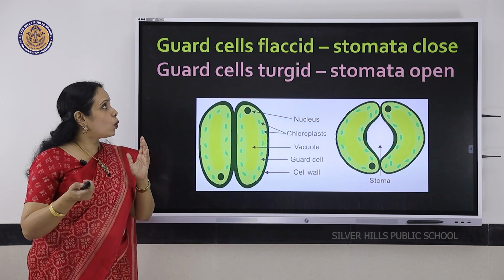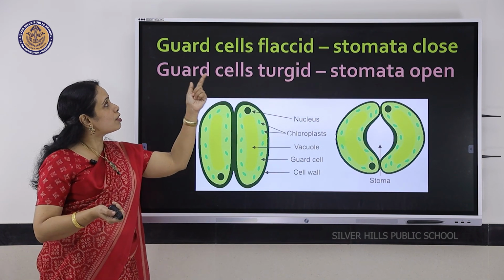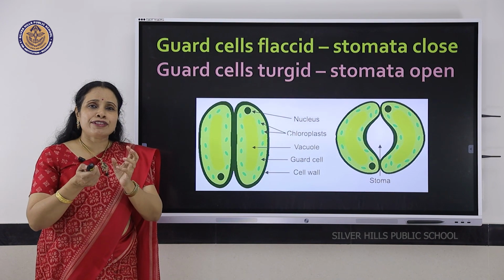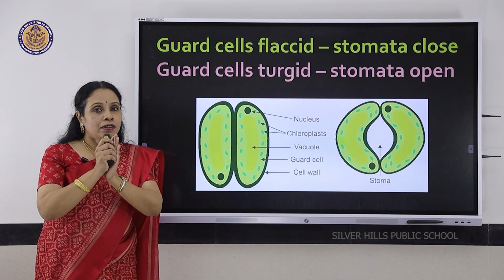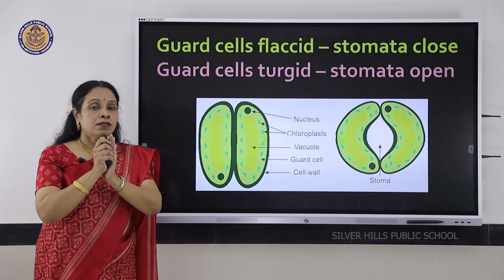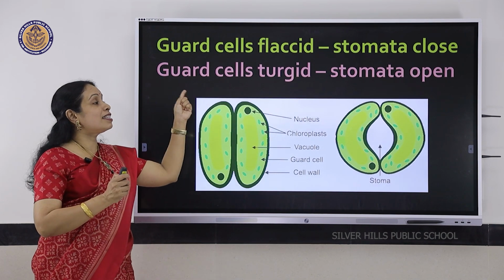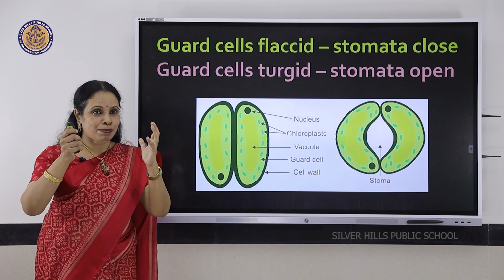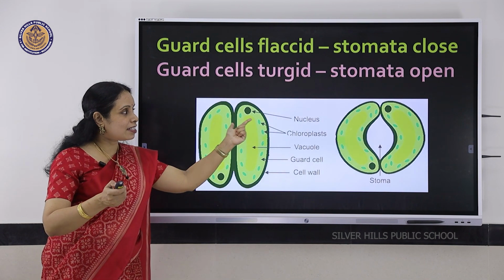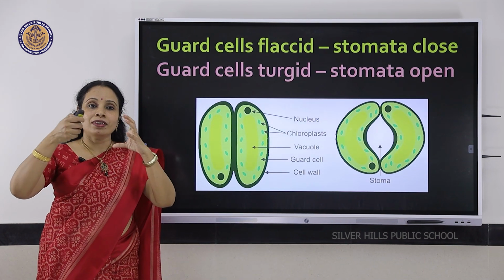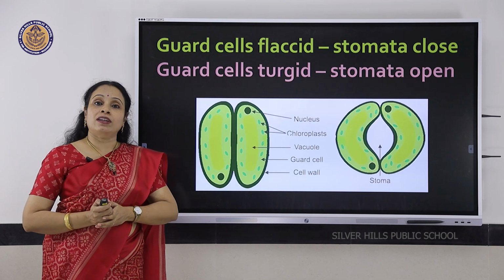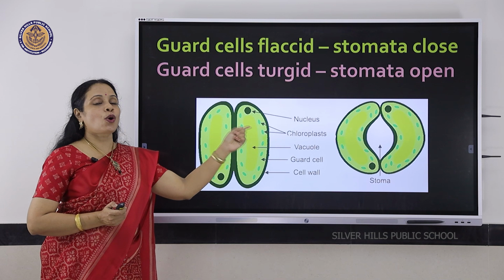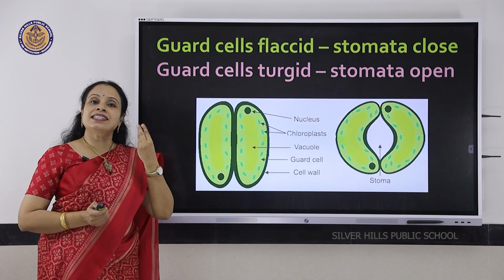So when does it close? It closes when the two guard cells have lost water. So they have become flaccid. At that time, the aperture closes. But if the guard cells are turgid, if they have got enough water, then they expand. Okay, they are in that turgid shape. At that time, you can see the pore. The pore will open. And it is through this opening that the plant breathes.